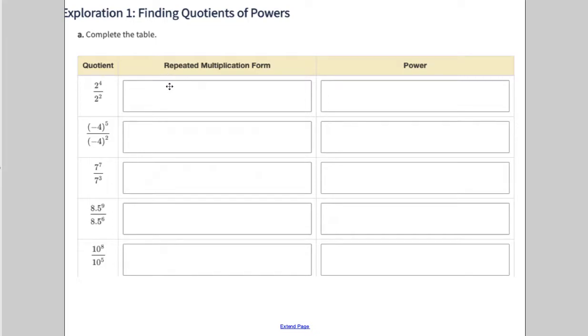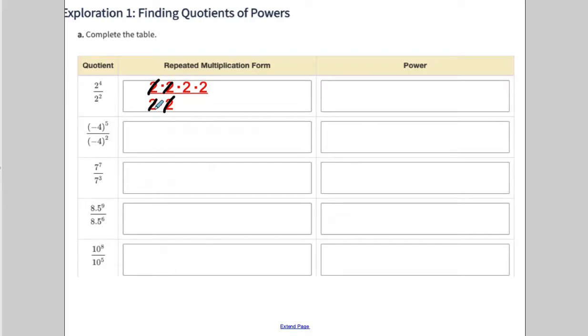Fractions are division, as you know. So if I were to write this using repeated multiplication form, I have 4 2's, the base of 2, in the top part of my equation, or the numerator, and in the denominator I have 2 2's. Okay, this is the repeated multiplication form. And hopefully you know that when you're using this form, you can actually literally cancel out your 2's. If you have the same thing on the top and bottom, they divide by each other and they equal 1.